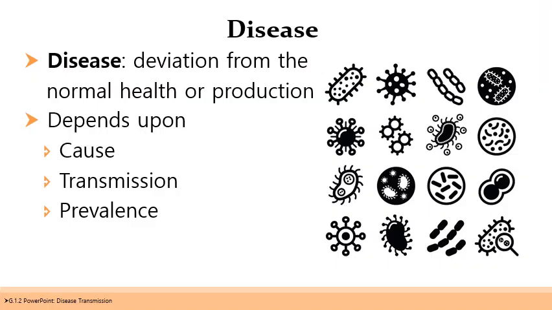A disease is a deviation from the normal health or production of an animal. The types of disease and the severity of them are based upon transmission, type of pathogen, and the prevalence of the disease. Diseases can be acute, which means they are short-lived, or chronic, which are occurring slowly over a long period of time and are based upon the effect that it has on the animal.